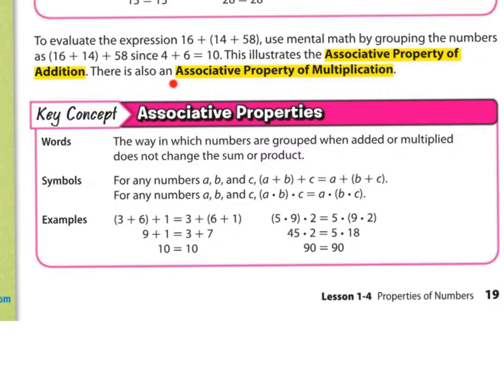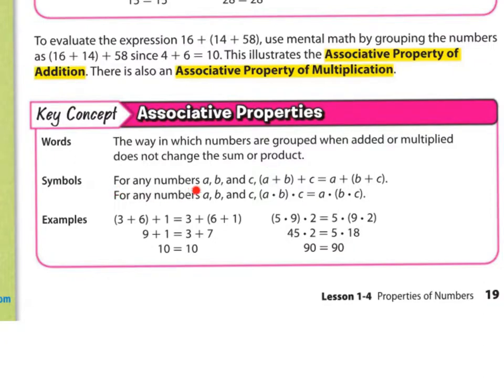There's also an associative property of multiplication, where we group numbers with parentheses, because we know when we do order of operations, we always do the parentheses first. And we want to make sure that we do the brackets or parentheses first. So we would rearrange them and put parentheses around the numbers that work well together. In words: the way in which numbers are grouped when added or multiplied does not change the sum or the product.